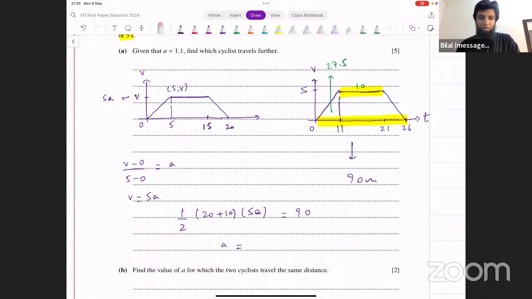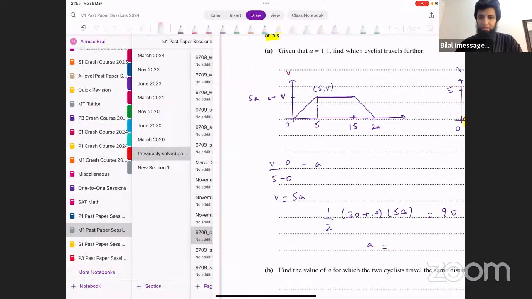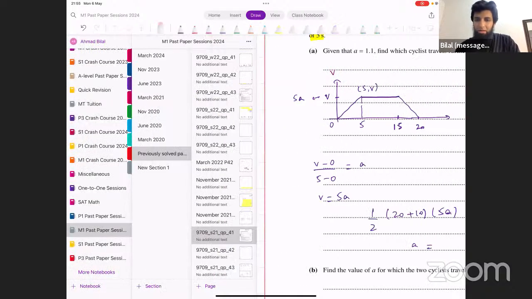Okay, let me just do one last question and then we end for today. This is November 18, paper 4.2. Okay, one last question and then we end.